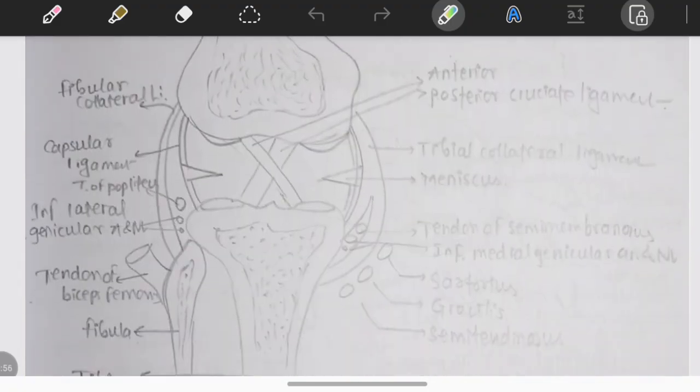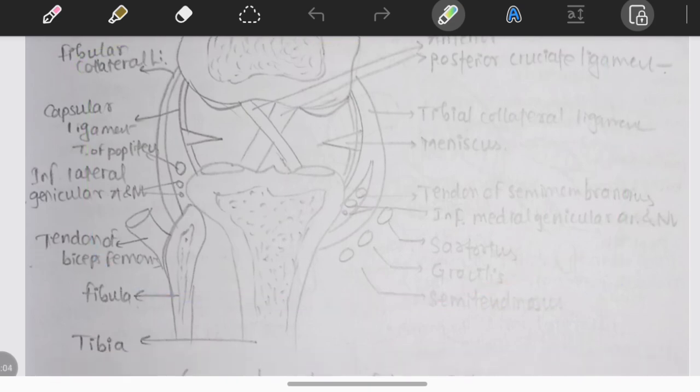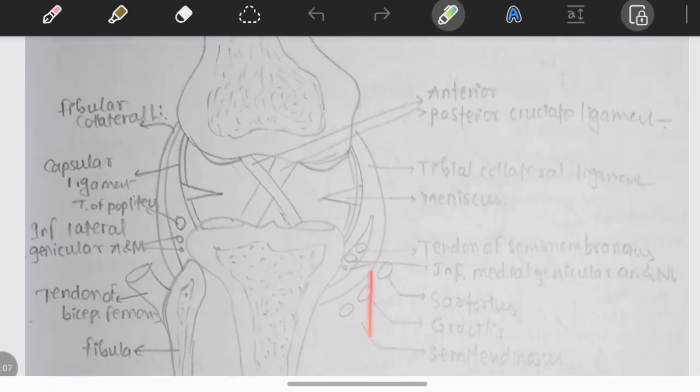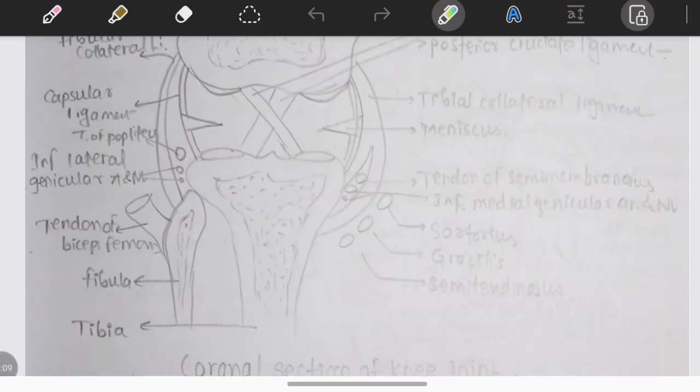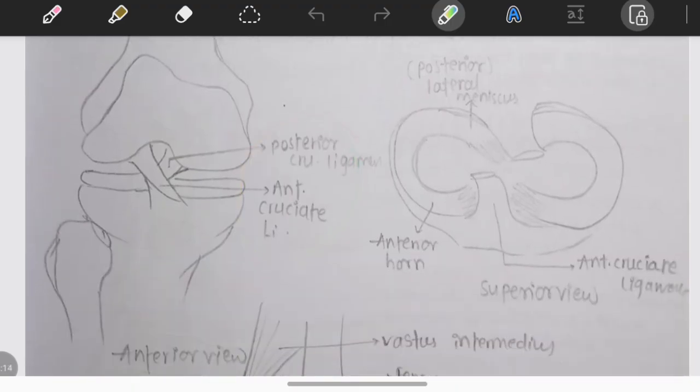This is the diagram for the knee joint with its relations. You can remember it, and you can draw it. You should draw this 2 to 3 times. Then this is the diagram for the posterior cruciate ligament and anterior cruciate ligament. The ligaments are shown, with the lateral meniscus, its anterior horn, and the posterior horn.